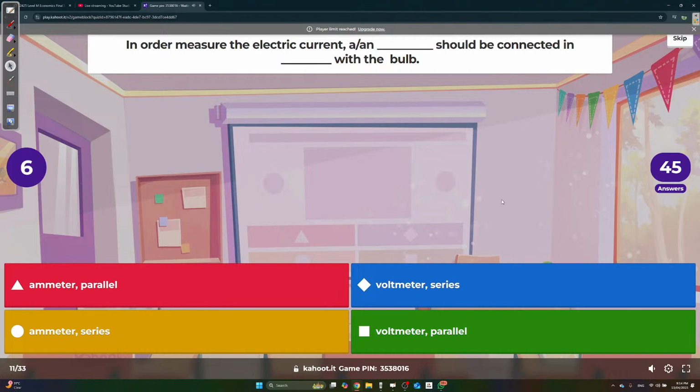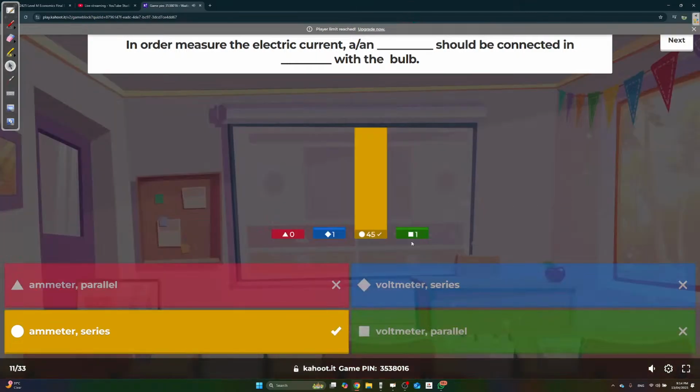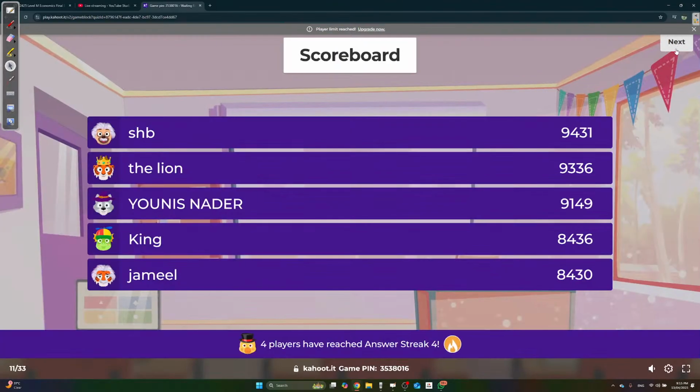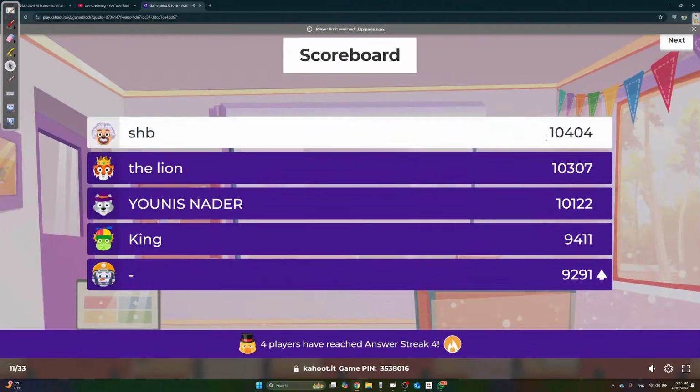Okay, this one's straightforward. Yeah, voltmeter. Okay, did I trick anyone with this one? No, I did not. Okay, SHB still up.